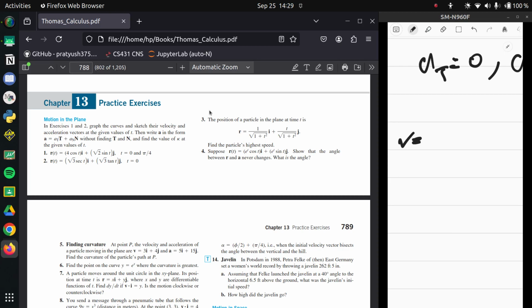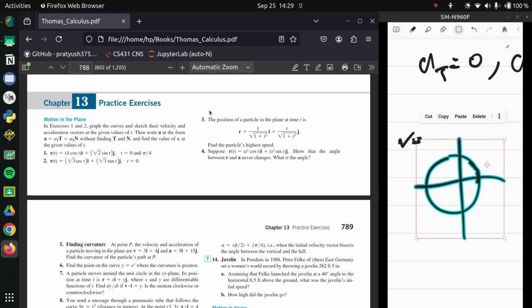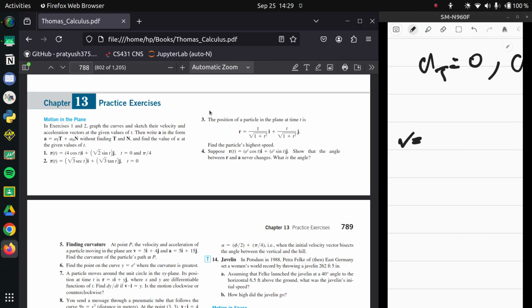Oh wow. It's along, yeah. Yeah, ah, this is disgusting. It's not even along the theta thing. It's just t upon whatever. Fine. So find the particle's highest speed. Just gonna do it the normal way.